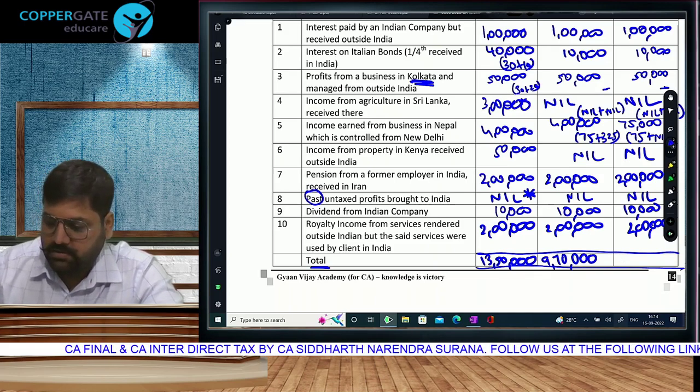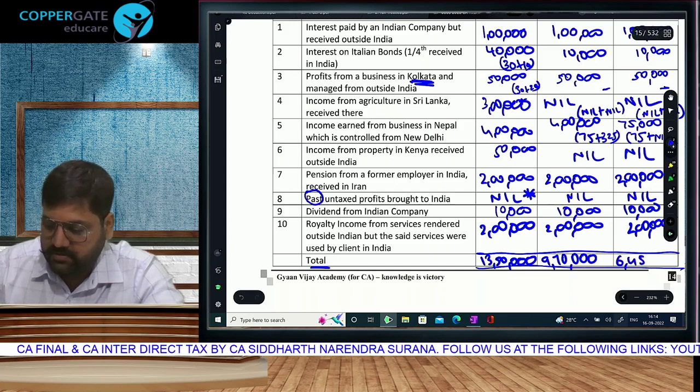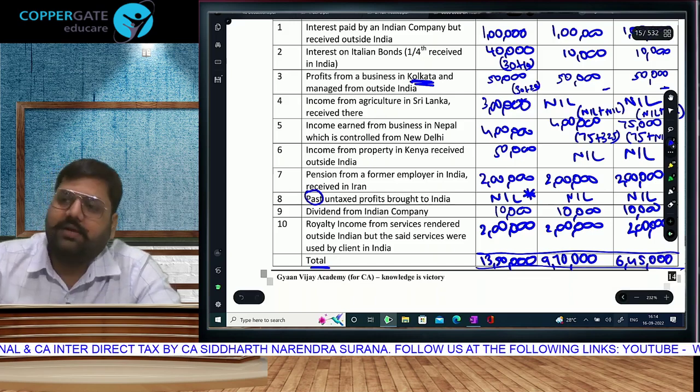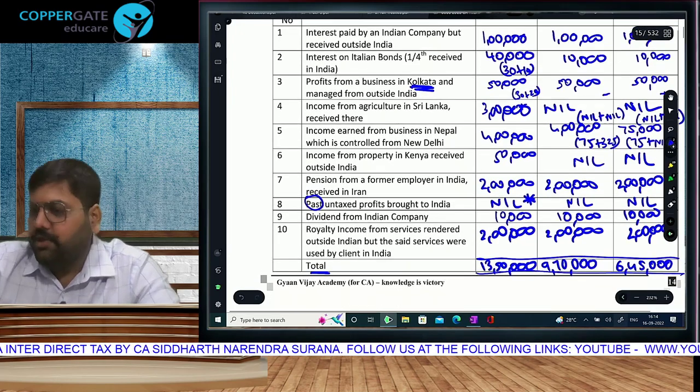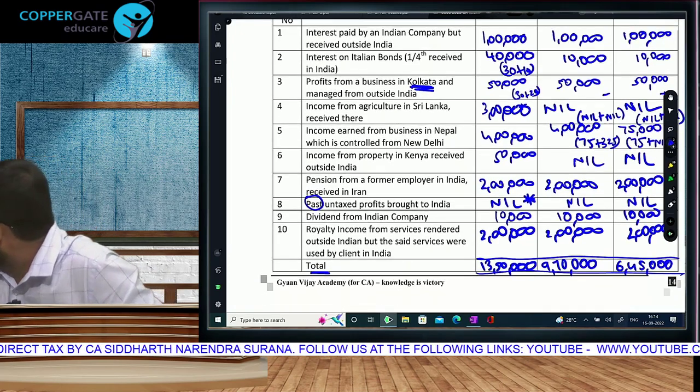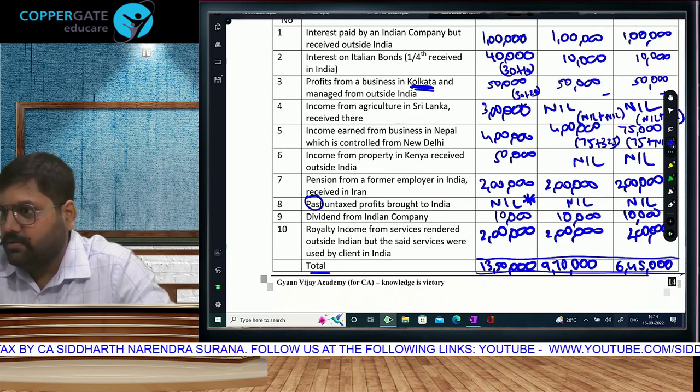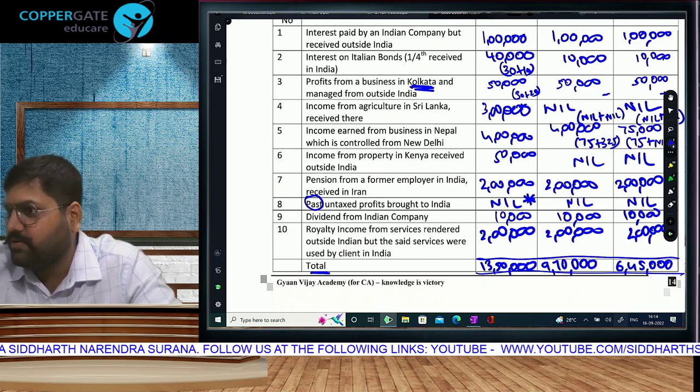$40. 325 should be the difference. 6 lakh 45. Some are saying, "Sir, we understood your handwriting." You have written in your book also, no? You understand your own handwriting? So take the total from there, no?